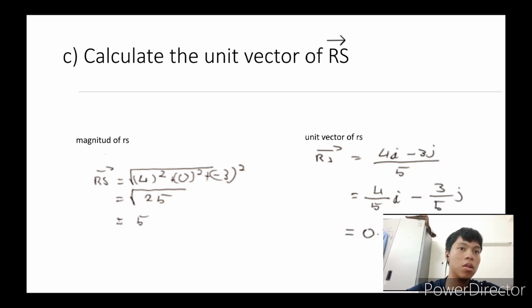After we get 5, find the unit vector of RS. For example, 4i minus 3j, divide by 5. For this, we must divide the fraction into 2. That is 4 divided by 5 i minus 3 divided by 5 j, and the final answer is 0.8i minus 0.6j.